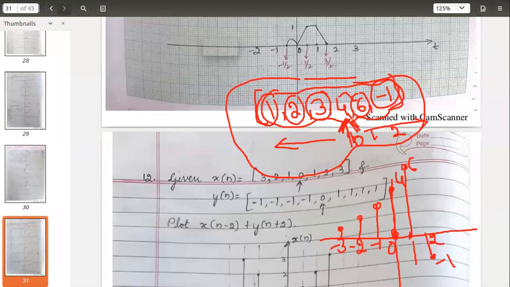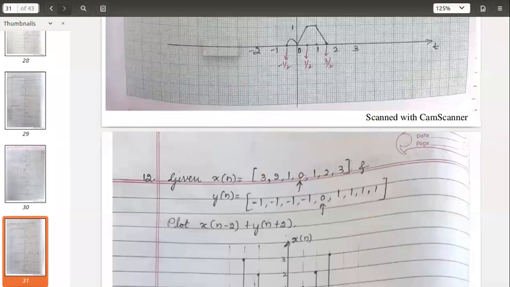Here at 0, amplitude is 4. Here it is a coincidence that at the origin we have amplitude 0, but it need not be the case every time. Here you may get some amplitude, say 4, 2, 6, anything. So only the arrow mark indicates the origin point. All these values indicate the amplitude.